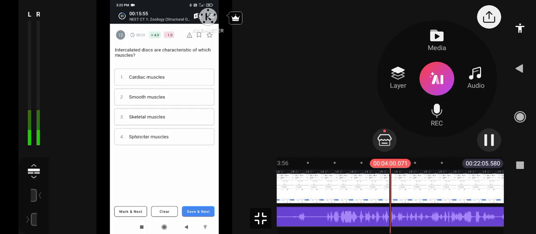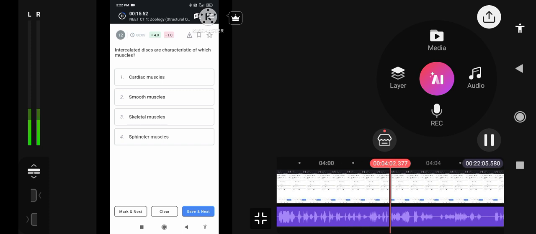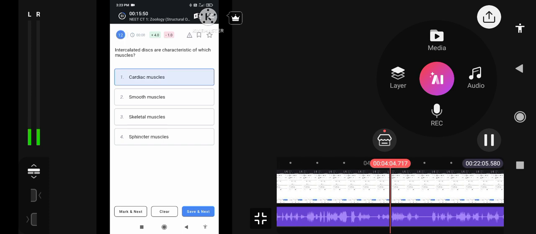Intercalated discs are characteristic of which muscles? This is the cardiac muscle. Of course, we know. Can be seen in diagrams as well.